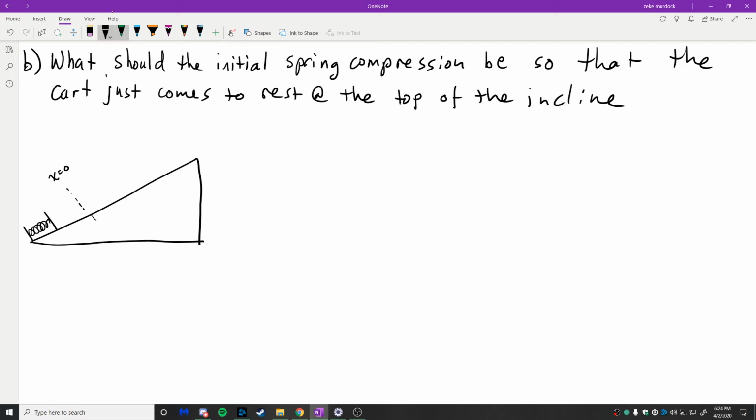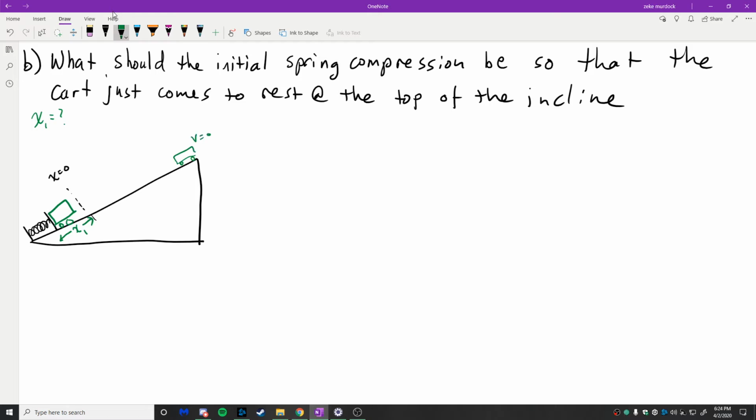So the question would be, suppose that I put my cart right here, and I ask the question, what should this distance here be? Call it x1, that's what we've been calling it. So that later on, the cart basically gets right up to the edge and it comes to rest. So that's the question, what is x1 going to be now, so that the cart makes it all the way to the top and then comes to rest?